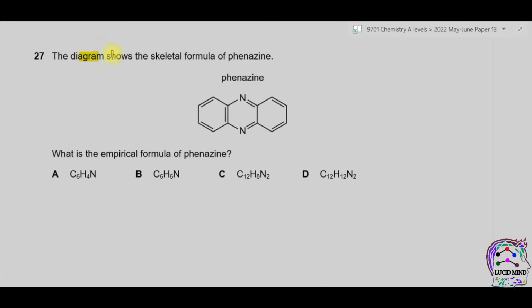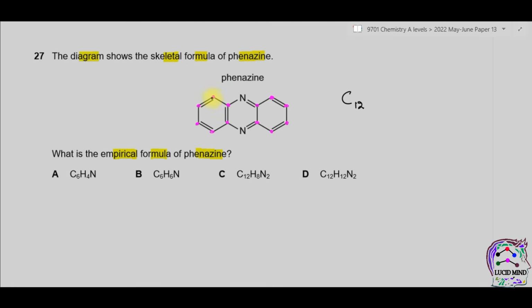Question 27. The diagram shows the skeletal formula of phenazine. This is the skeletal formula. What is the empirical formula of phenazine? The empirical formula shows the simplest ratio of atoms. So let's see how many carbons are there. We have 1, 2, 3, 4, 5, 6, and then again we have 6 in this ring structure. So in total we have 12 carbon atoms. So I can write C12.